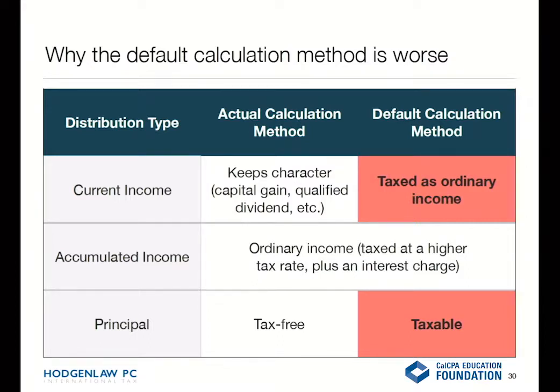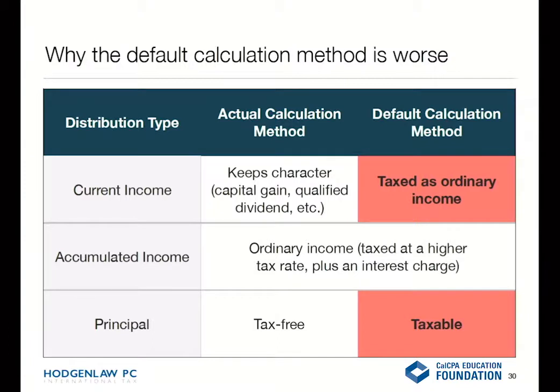Now, we can compare this with the default calculation method, where current income does not keep the character it has in the trust, and it's taxed to the beneficiary as ordinary income. Accumulated income, again, stays the same, but it's not a good tax result because you're paying tax at high rates plus an interest charge. And again, if the trust has been in existence accumulating income for a really long time, this amount can end up being very, very high.